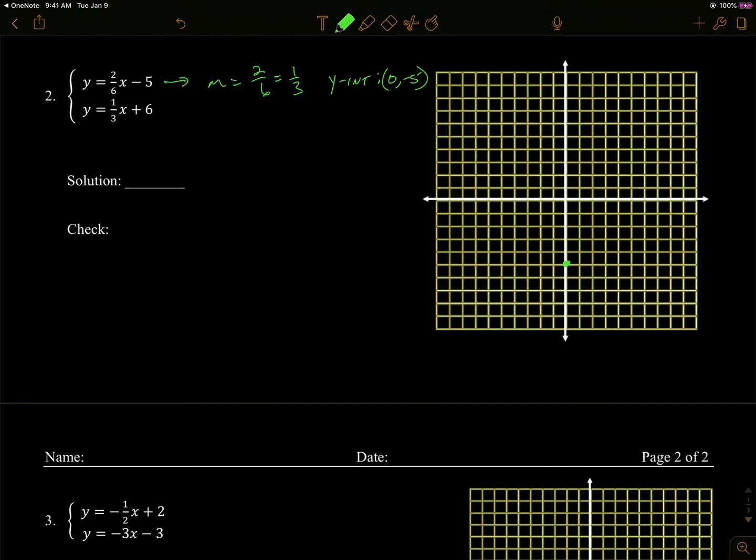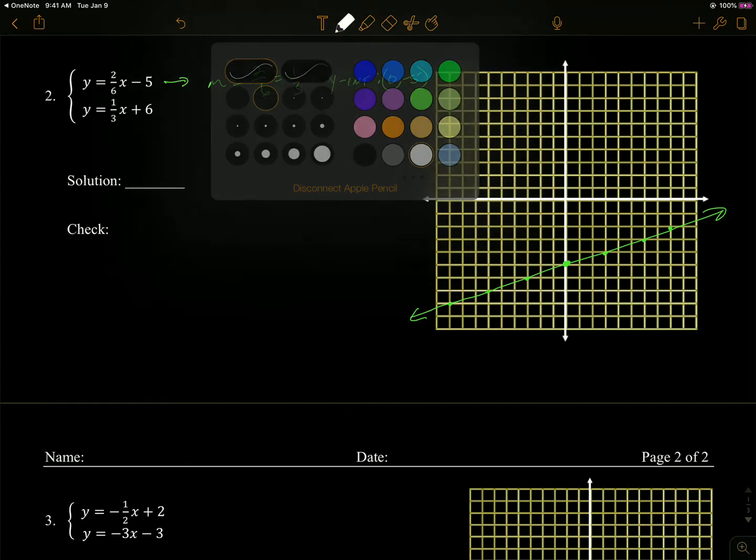So the slope was 1/3, so I go up 1 and right 3. Go up 1 and right 3. I just keep doing that to get all these points. I'm going to want all of them because I want to find the intersection. So that's the green line. Graph that in green. Now I'll do this other one in white.